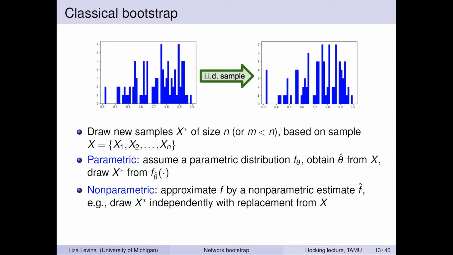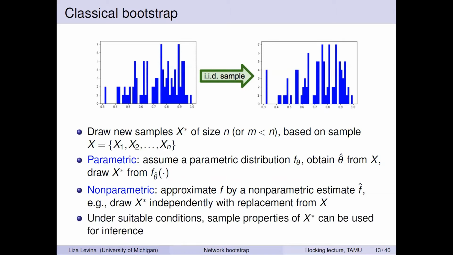The non-parametric one, which is probably what you think of as the usual bootstrap approach, is to go completely the other way and just estimate the distribution with the empirical CDF. So just put mass 1/n at every point and resample from that. So no parametric assumptions. And we know in classical bootstrap that under suitable conditions, not always, sometimes we wish it did, but in many situations, the sample properties of a sample we create this way can be used for inference.